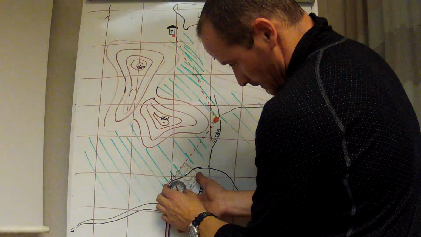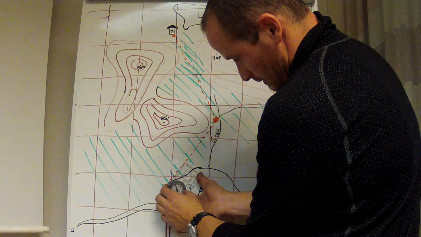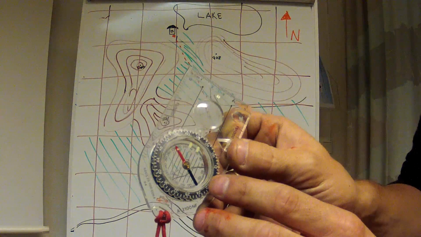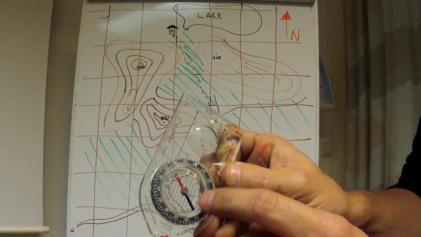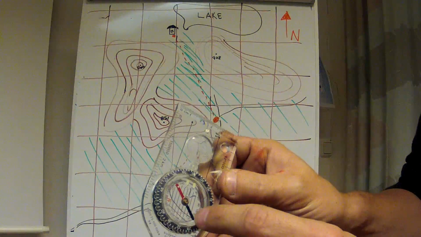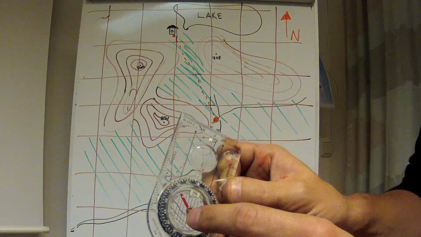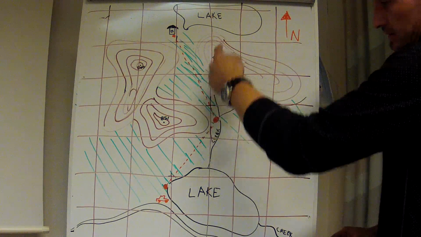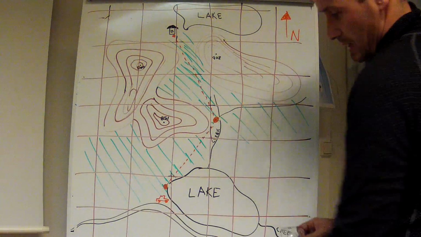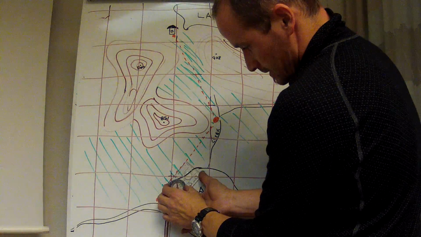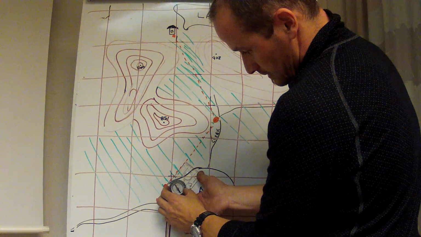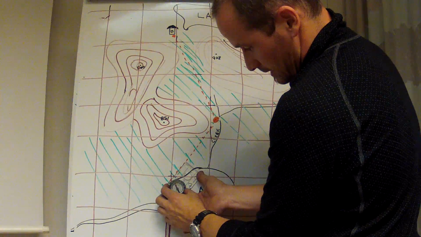Put the compass on, and if you look in the compass, it has some lines, and these lines are north-south lines, and they have to be parallel with the north-south grid lines on the map. So put it on there and turn your housing on the compass until they are parallel.